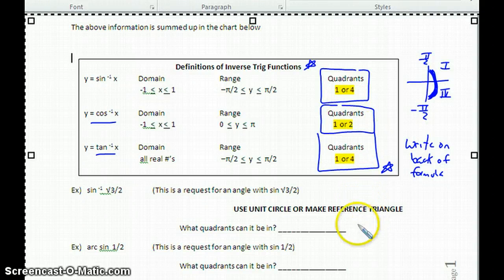So let's actually take a look at how we would use this information. If I asked you for the sine inverse of the square root of 3 over 2, basically what the sine inverse, or the cosine inverse, or the tangent inverse is asking you for is an angle. That's all that the inverse is. What angle has a sine of the square root of 3 over 2?